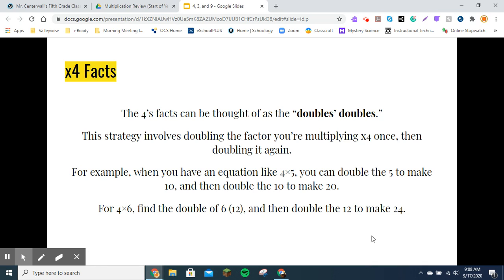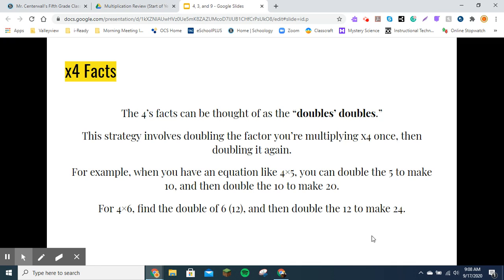Let's look at the example I put here. It's 4 times 5. Now, you've got that 4, and it's multiplied by the factor of 5. So you double 5 to get 10, and then you double 10 to get 20. So as you know, 4 times 5 will equal 20.